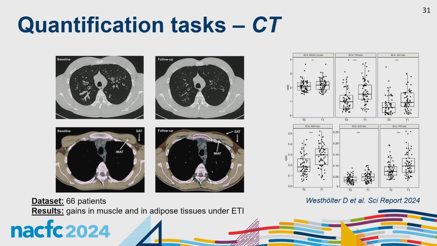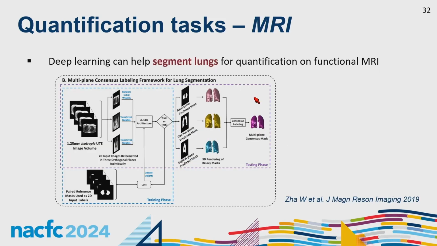We can also use AI to quantify things that are not the lung. For example, here it's a tool that has been developed to quantify muscles and fat in patients treated by ETI. And so the authors saw that there was an improvement of fat and muscle under treatment. We can also use AI to perform segmentation on MRI images. For example, lung segmentation is very important when you want to do a quantitative functional MRI. So this is an example of a tool that has been developed for MRI.